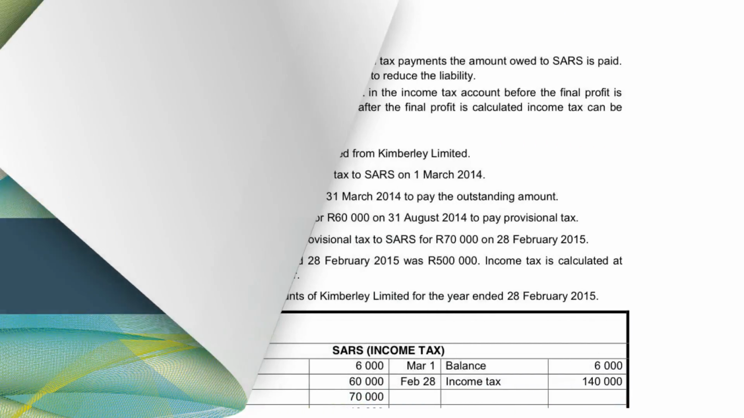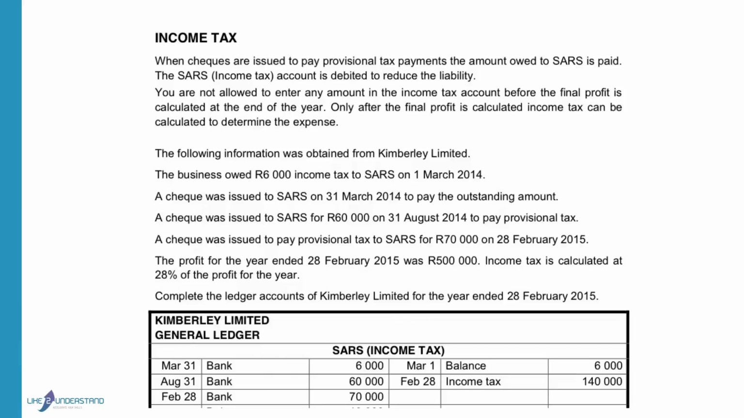Good morning. We will spend time today on income tax. When we calculate income tax on the profit that the company makes, the income tax is the expense for the business. The SARS account is the liability.